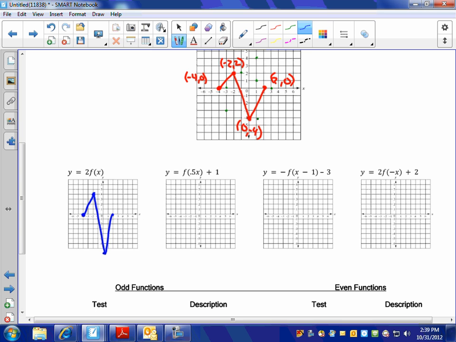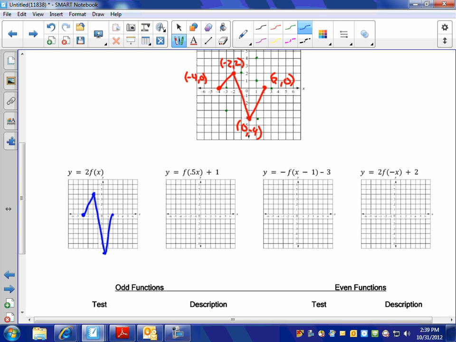Does it look like it was stretched vertically? Does it look like anything happened horizontally? No, if you look from the first point to the end point, they're still that same distance apart. So nothing really happened horizontally. So that's good.